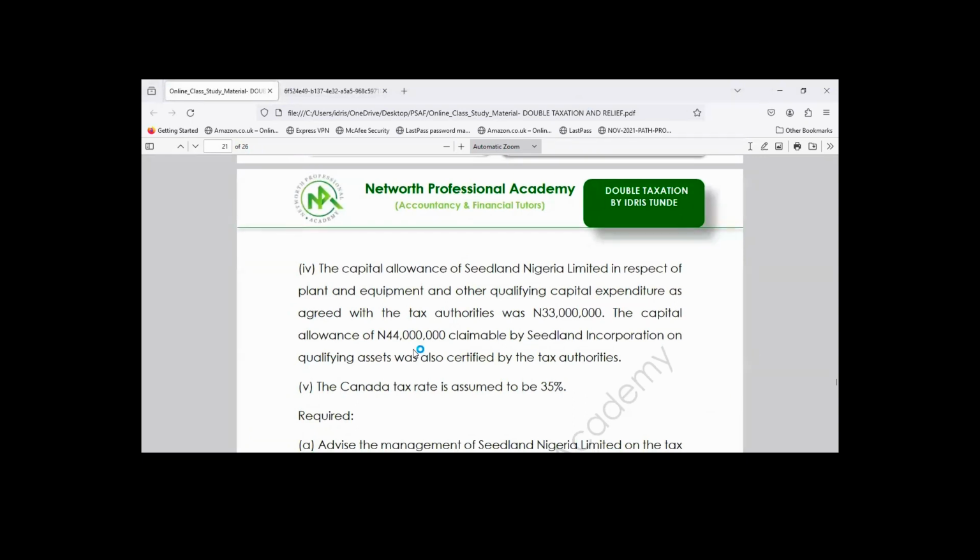The capital allowance for Seedland Nigeria Limited in respect of plant and equipment and other qualified capital expenditure as agreed with the tax authority is 33 million. While the capital allowance claimable by Seedland Incorporation on qualifying assets was also certified by the tax authority. The Canada tax rate is assumed to be 35%. Required.